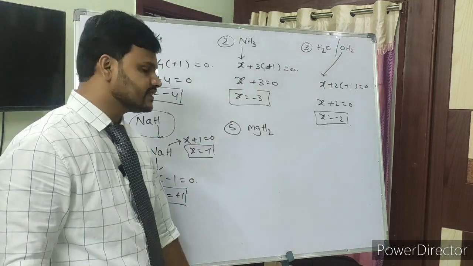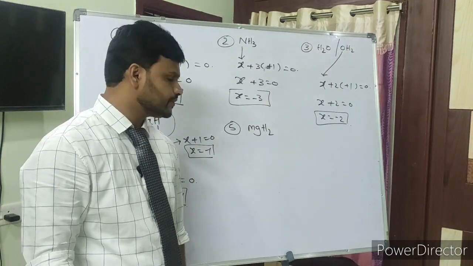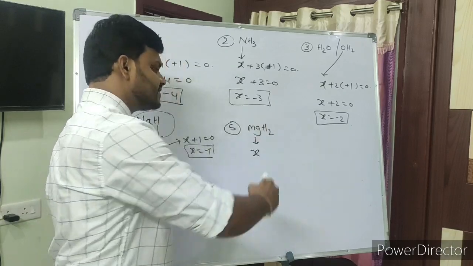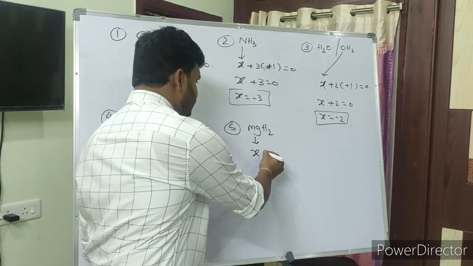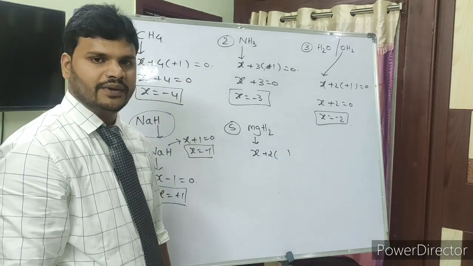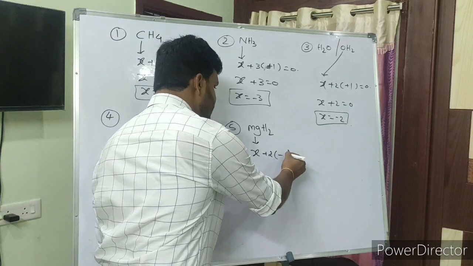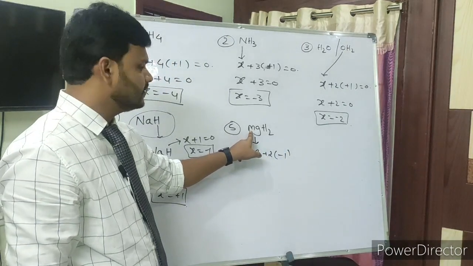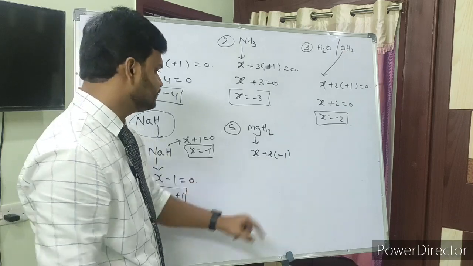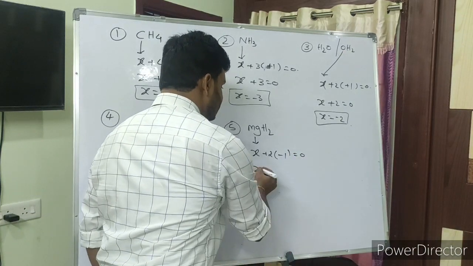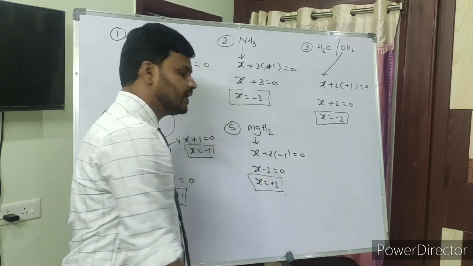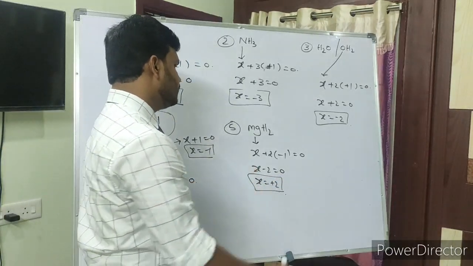Okay students, next example, similar example, MgH2. So you need to find the magnesium oxidation state. Magnesium, let us take x. So plus 2 into, what is the value of hydrogen here? +1 or -1? Yes, -1. Why? Because magnesium is nothing but a metal. With metal, hydrogen gets negative. Non-metal, positive. Okay, anyhow, the answer is x minus 2 equal to 0, x equal to +2. Clear students?